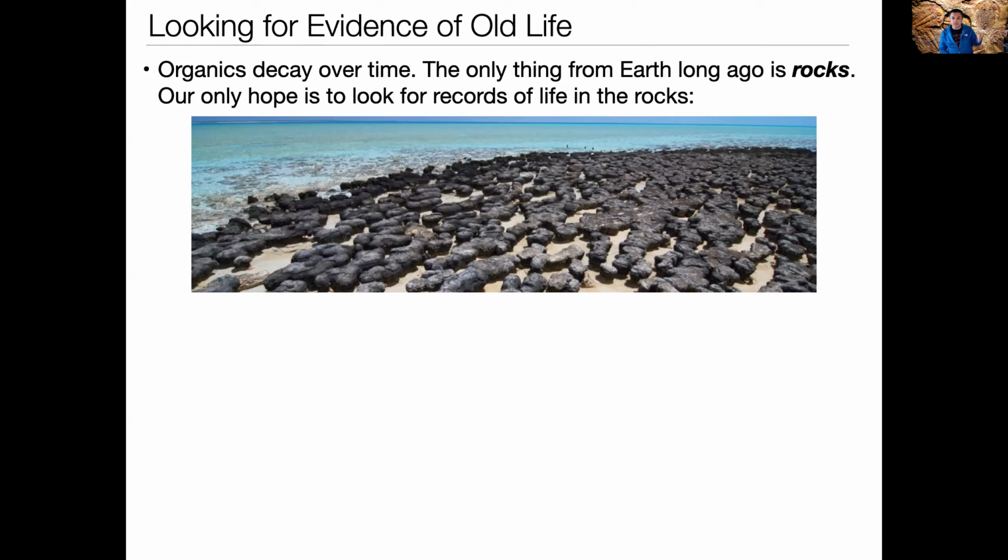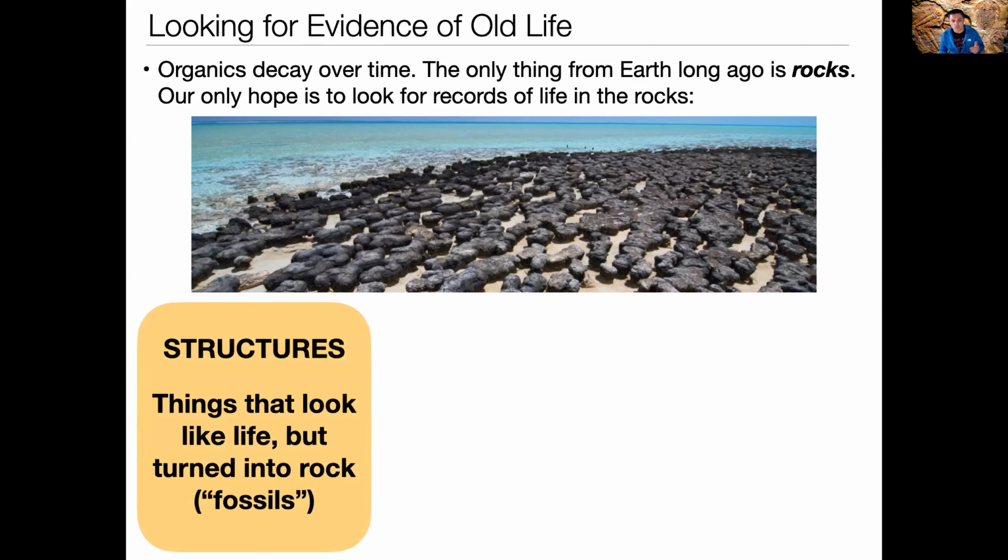And so the only thing we can find on Earth from long, long ago are rocks. So our only hope for looking for the record of life from long ago is to look for records of the life in the rocks. Okay, so there's basically three ways you can imagine doing that. One of the ways is you could look for structures, for fossils, just like the trilobites that I was showing you right there at the beginning.